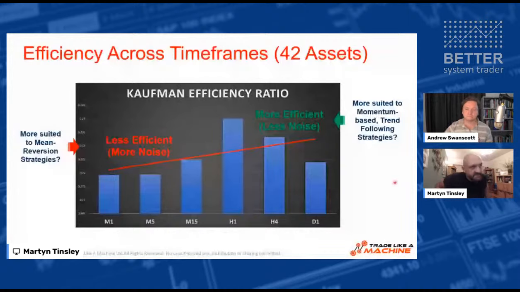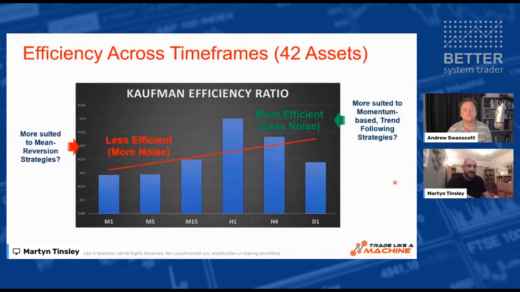So this is an assessment here of all 42 of those assets that we looked at a moment ago, all the assets together, but now looking at them from the angle of time frames. Okay, now remember, this is the efficiency ratio again, and so the lower the bar, the higher the noise. So you can see that the most noisy time frame here as part of this analysis was the 1 minute time frame, the 1 minute chart. And then as you go through those time frames, through 5 minute, 15, up to the hour, you'll notice that the noise decreases as you go up that time frame.